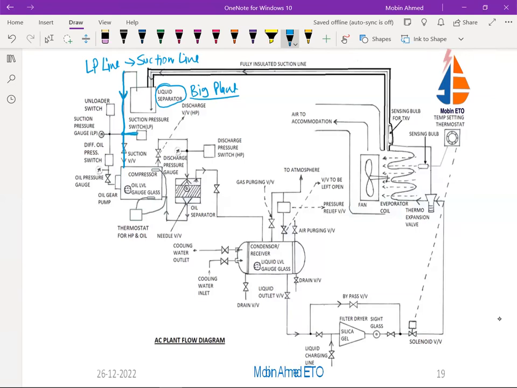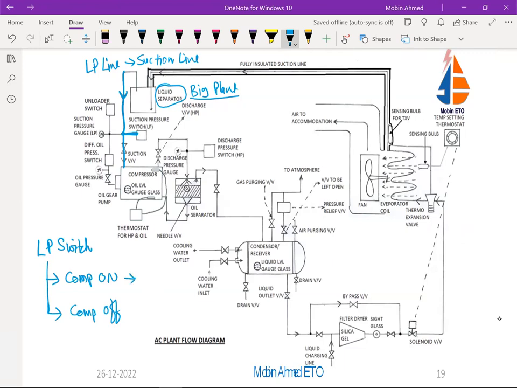What is it known as? The LP switch. This LP switch is going to turn the compressor on and off. Now, why is this switch given? This switch is given for controlling the compressor and also protecting the compressor.